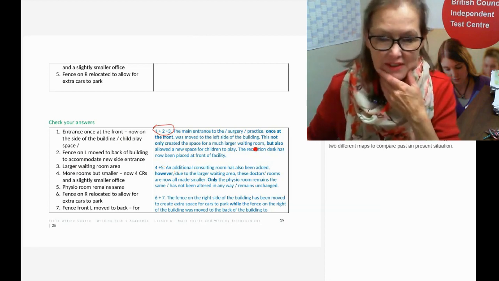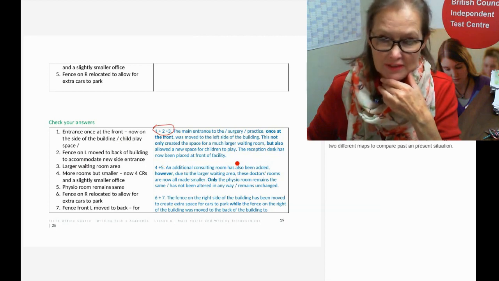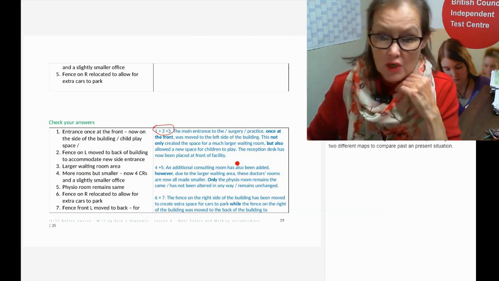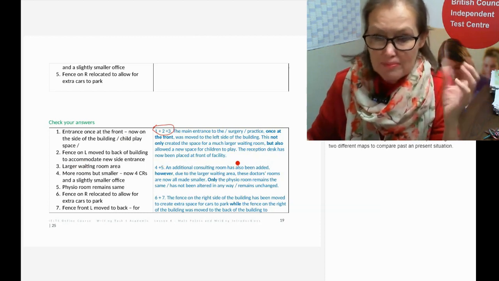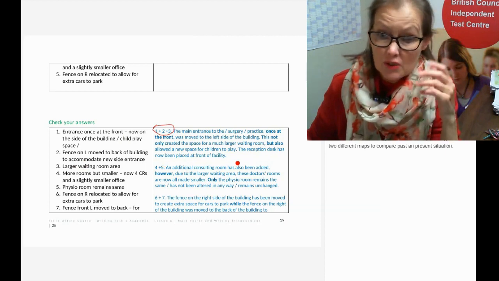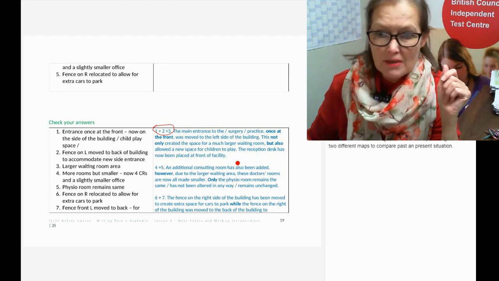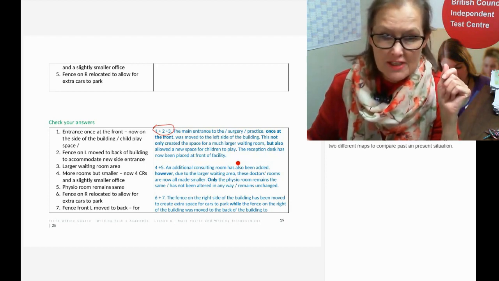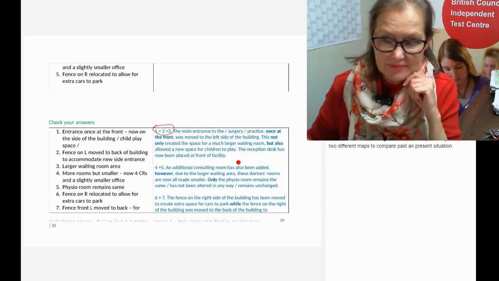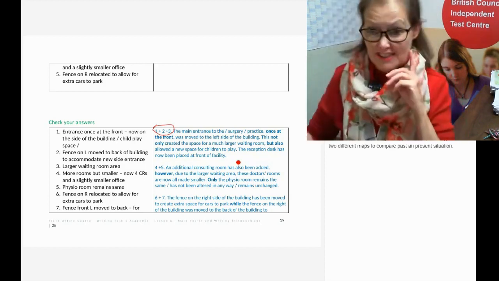Let's read it together. The main entrance to the surgery or the practice, once at the front, was moved to the left side of the building. This not only, have a look at that, not only, but, this is a nice level 7 structure. This not only created the space for a much larger waiting room, but also allowed a new space for children to play. The reception desk has now been placed at the front of the facility.